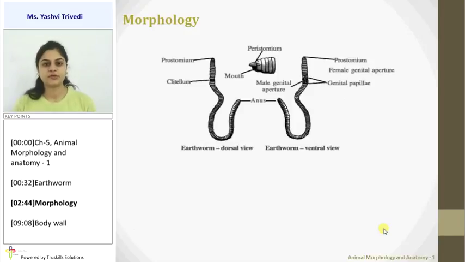This is the diagram of the earthworm, the morphology part of the earthworm. You can see the dorsal and the ventral views, and the mouth, peristomium, prostomium and all the parts. Apart from this, the entire body of the earthworm is also covered by pores, and those pores are said to be nephridiopores.